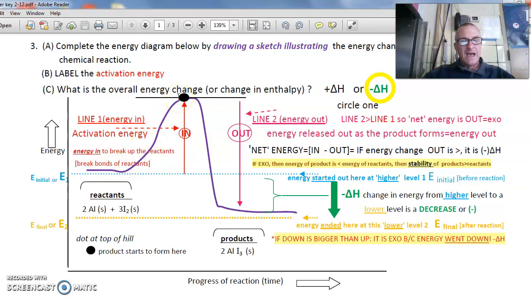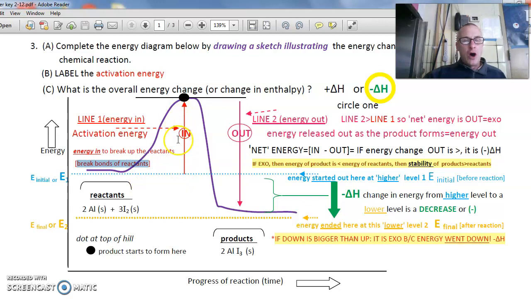Once the iodine atoms are broken apart, then they can begin reacting. So here's the energy we started at. This red line going up is the energy we added to break the iodines up, to get everything ready to react, to activate the atoms so that they're ready to react. That red line is the energy we put in to break apart the reactants. That's the definition of activation energy: the energy needed to break up the reactants, to break the bonds holding the iodines together.